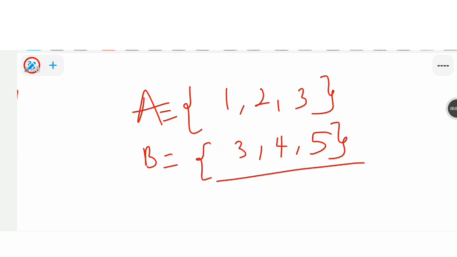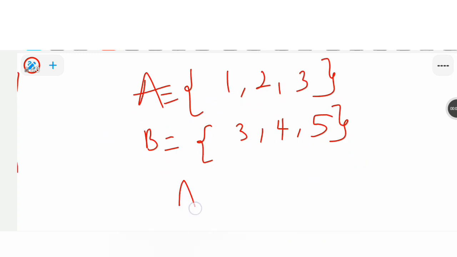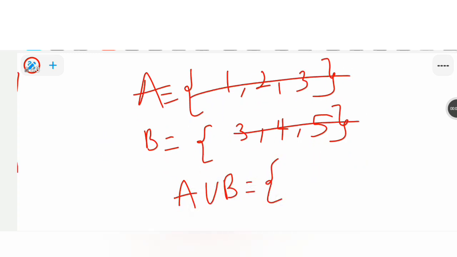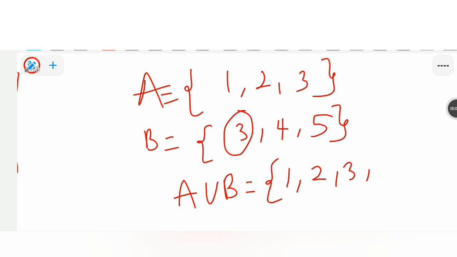So if you do the intersection and union, you're going to have A union B. A union B just means put the elements together, just join them together, without repeating any elements twice. Let me start with the elements of set A. I'm going to write 1, 2, 3. But B also has 3, so I'm going to skip this 3, because it has been written here already. So that will be 4, 5. These are the elements of A union B.